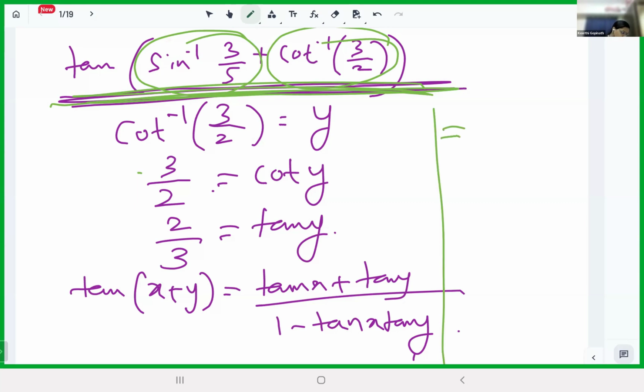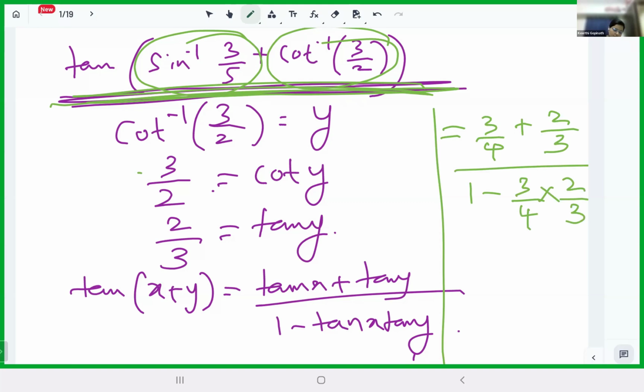Tan x was 3 by 4, then tan y was 2 by 3, by 1 minus 3 by 4 into 2 by 3. So what is the answer for this? We have to solve this, right? 3 by 4 plus 2 by 3. How will you solve this? Either you can cross multiply this or you can solve it directly. In the denominator, the 3 and 3 got cancelled. So it will become 1 minus 2 by 4, that is 1 minus 1 by 2.